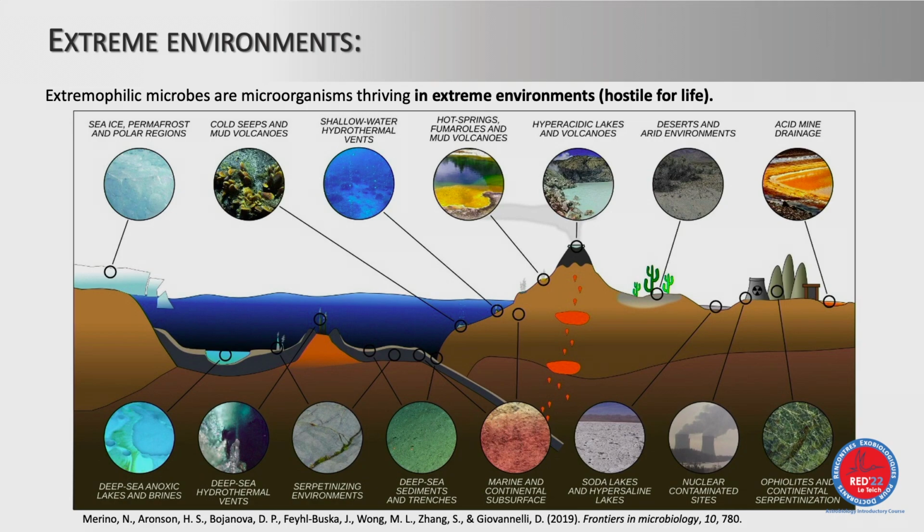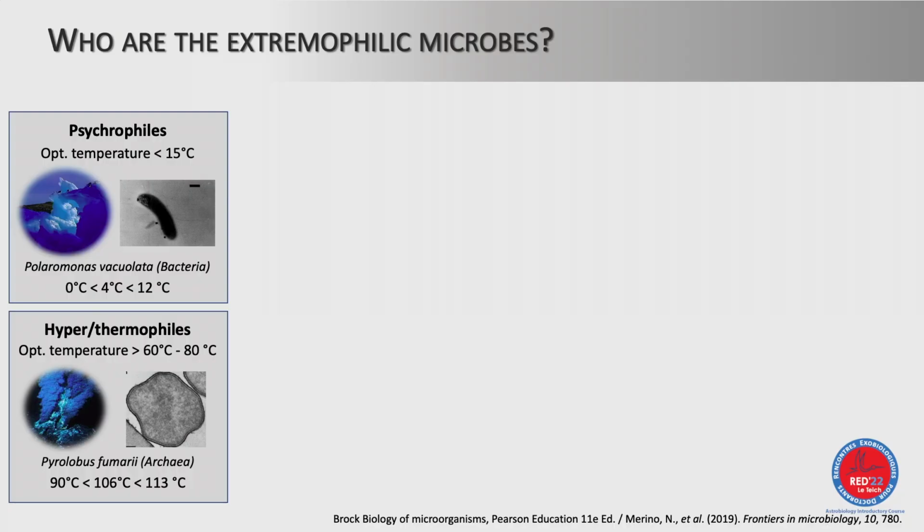And all those environments are hostile for life as we know it, but extreme organisms, extremophiles, live in there. So who are those extremophiles? So considering the temperature, we can find psychrophiles, so the cold-loving microorganisms. So they usually grow better at temperature below 15 degrees C.